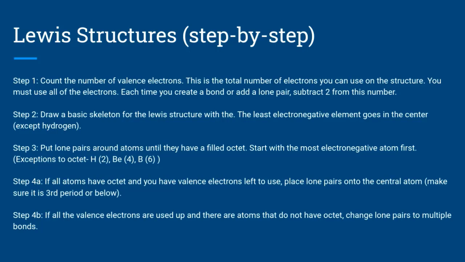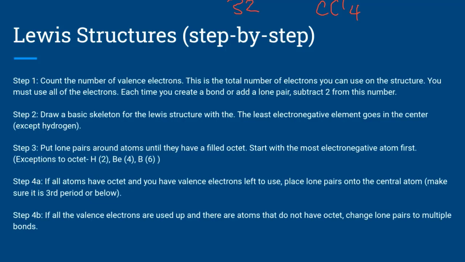So what's step one? I'm going to use an example while I walk through these steps. We're going to talk about carbon tetrachloride, which is CCl4. The first step is to count the number of valence electrons. That's all the valence electrons in the molecule. We're going to have 4 from carbon, 7 from each chlorine. So 7 times 4 is 28, plus 4, we're going to have 32 valence electrons.